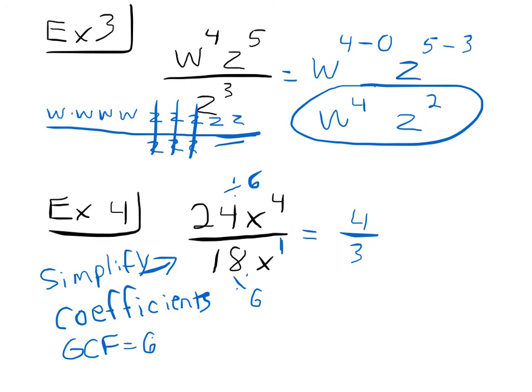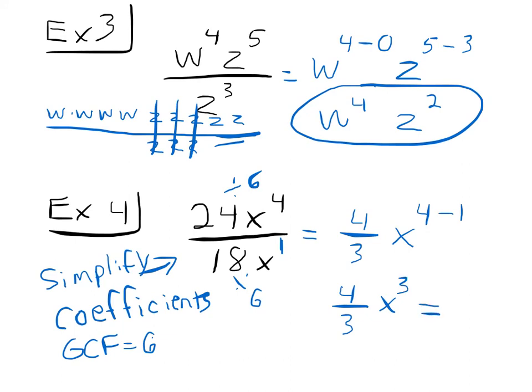Now, if you have a graphing calculator, you can do 24 divided by 18, and then convert that to a fraction. But it reduces to 4 over 3. Now we have to show our subtraction of our exponents. So this would be x to the 4 minus 1. So my final answer on this is going to be x over 3, and then right in the middle I'm going to show 4 over 3 x to the 3rd power.